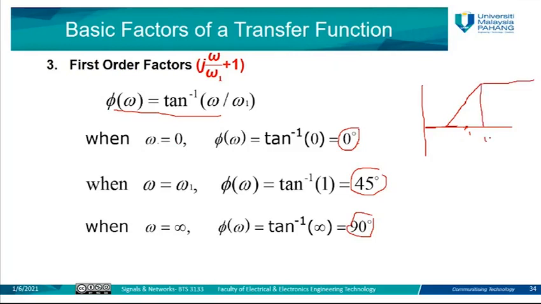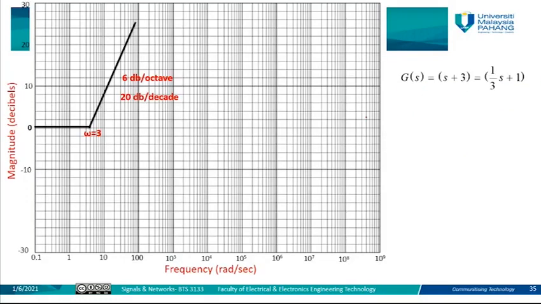This represents 10 omega 1 and here represents omega 1 over 10. So the two crossover frequencies, the changeable frequencies, are omega 1 over 10 and 10 omega 1, and here we have omega 1. Before omega 1 over 10, it is 0. At omega 1, it is 45. At 10 omega 1 and until infinity, it will be 90 degrees. As we can see here, this is how we can draw the log magnitude for this function.